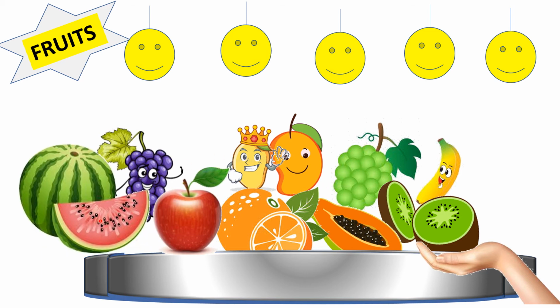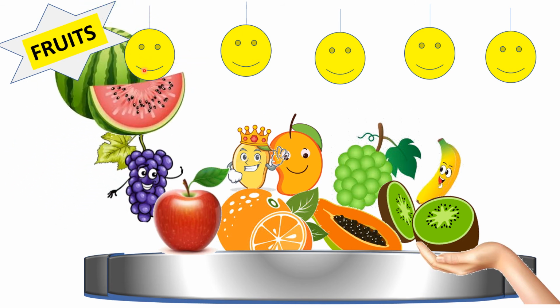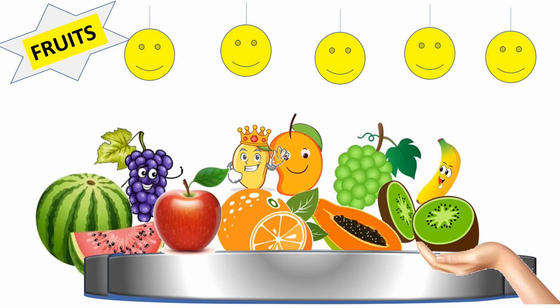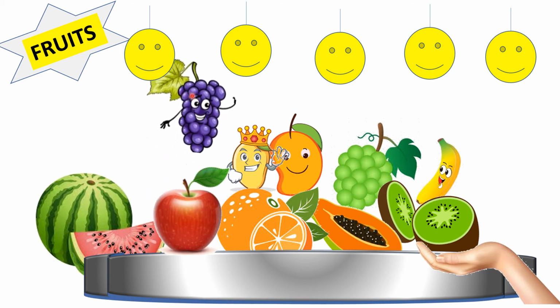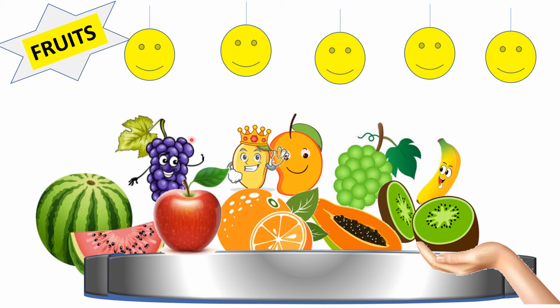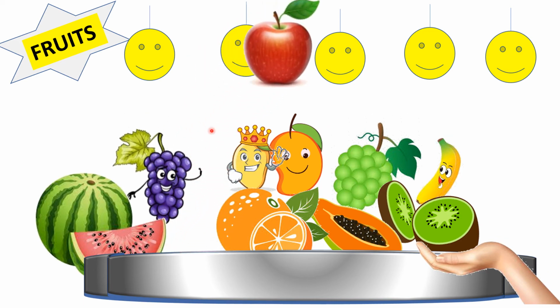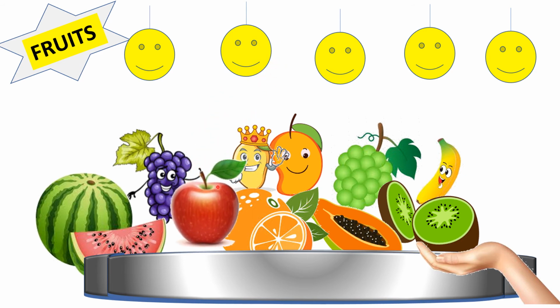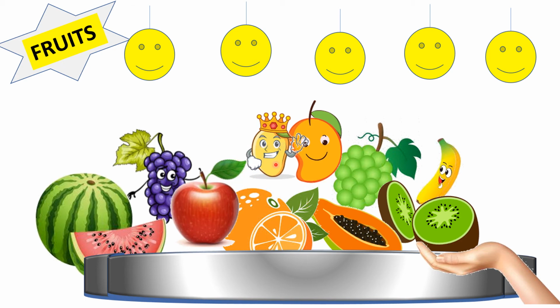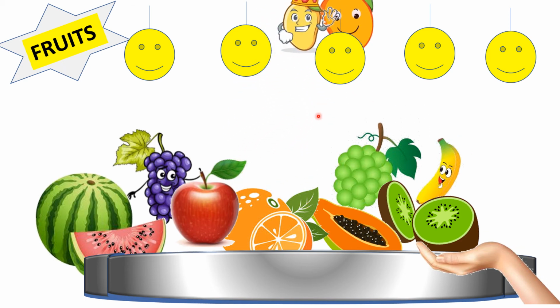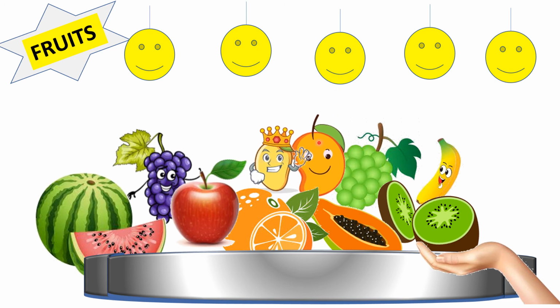We have watermelon. It's green and red and has so many seeds. And next we have black grapes. Juicy, juicy grapes. And next, apple. Round and red in color. What is the shape? Round, round. And next we have mango. Mango is the king of all the fruits and it is in yellow color.